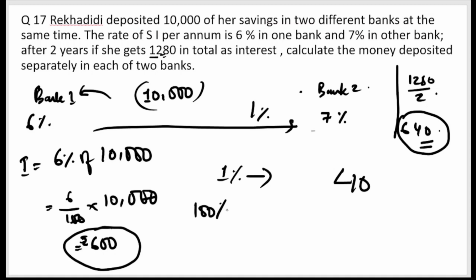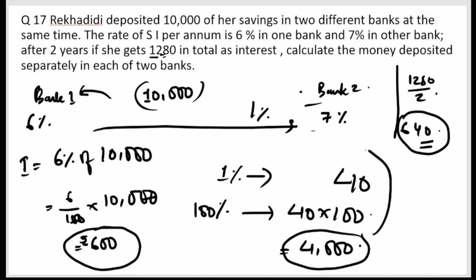What is 100% of money? 100% of money भनेको full money that is deposited in bank 2 जति deposit गर्नु थियो. So that corresponds to 40 into, you have to multiply by 100. So that will be 4,000 rupees. So out of 10,000 rupees, 4,000 rupees bank 2 मा deposit गर्यो. So what is the money deposited in bank 1? So 4,000 त यहाँ गरिहाल्यो. So 10,000 minus 4,000, that is 6,000 rupees. That is deposited in bank 1.